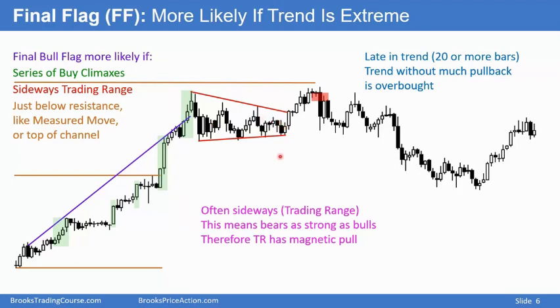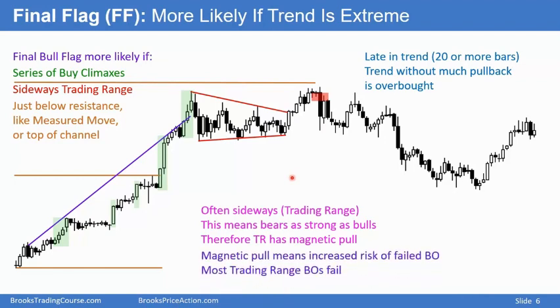If it goes below the fair price, bears will be less willing to sell, bulls more eager to buy. It'll come back to the fair price. If it goes above the fair price, bulls are less willing to buy, bears are more eager to sell, and you have to assume it's going to come back to the trading range. Trading ranges have a magnetic pull. Magnetic pull, increased probability that any breakout up or down will fail. Remember my 80% rule, 80% of breakouts of trading ranges fail.